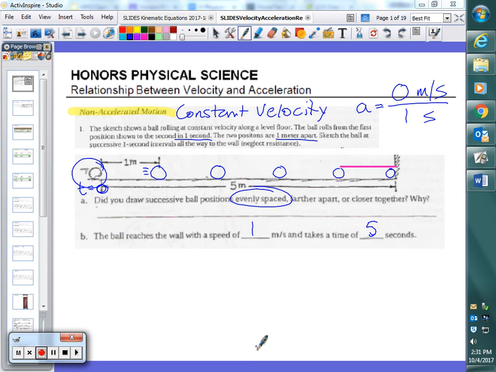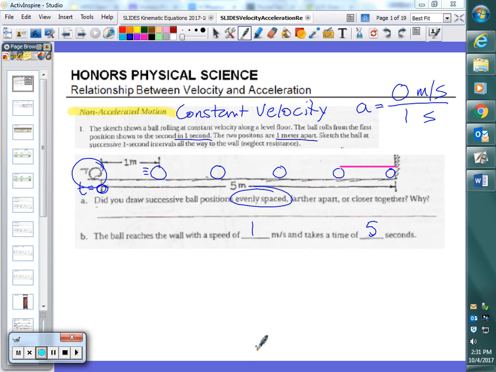All right. So, like we said, the next couple days, I want to start looking at the relationships between acceleration, velocity, and displacement. Changes in one causes changes in the other one. So yesterday, we started looking at a non-accelerated motion, or a constant velocity. If something has a constant velocity, its acceleration is 0 meters per second squared.